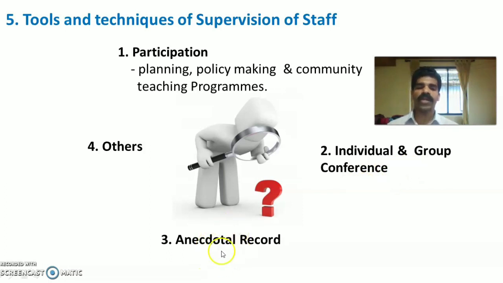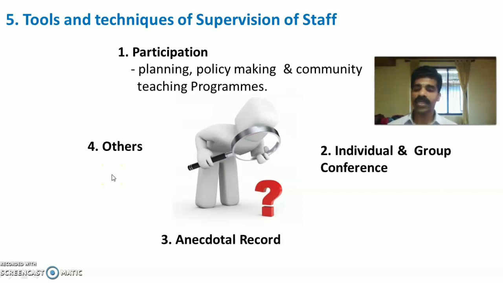Then third is the anecdotal record. That is supervising the anecdotal record of the various health personnel or subordinates. All the incidents of the subordinates will be recorded in a specific anecdotal record. Their behavior, their activities, what they have rendered during that particular incident are recorded in the anecdotal record. So the community health nurse can go through the anecdotal record of each and every subordinate or health personnel to get adequate information about that particular staff. Thus the anecdotal record is one of the tools to supervise the staff by the community health nurse.